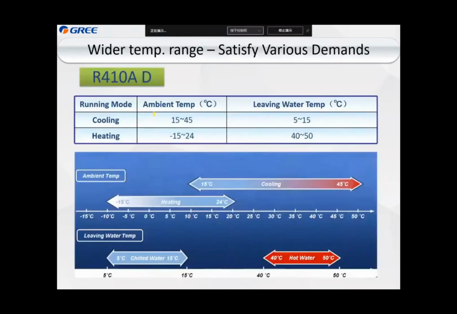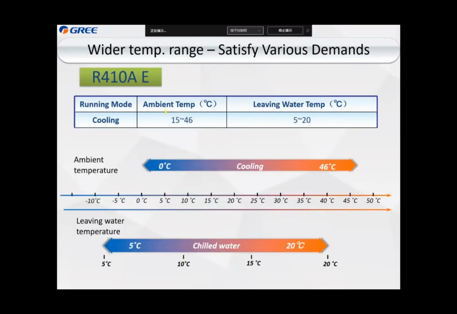Okay. Next is the working range. Let's see for the D series, R14A refrigerant. The cooling mode ambient temperature is 15 to 45, and heating is minus 15 to 24. The leaving water temperature is 5 to 15 for cooling, and heating is 40 to 50. This is the working range. And the E series ambient is 15 to 46, and the leaving water temperature is 5 to 20. So you see this 20.